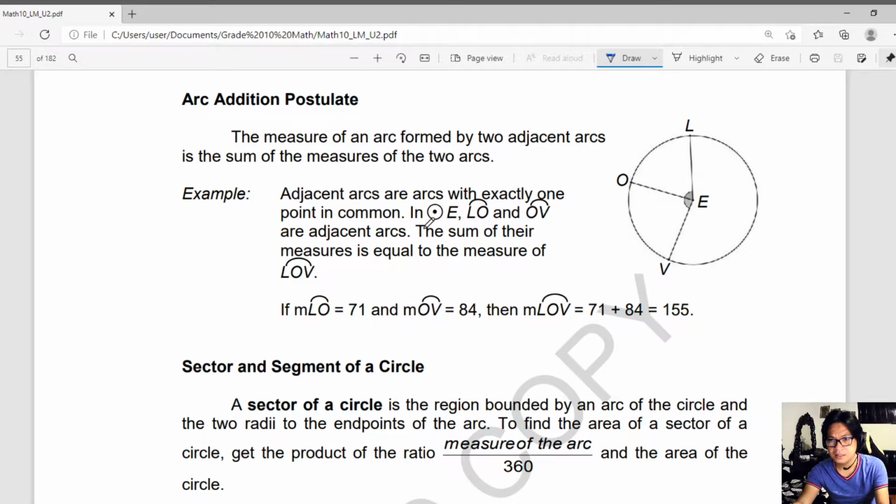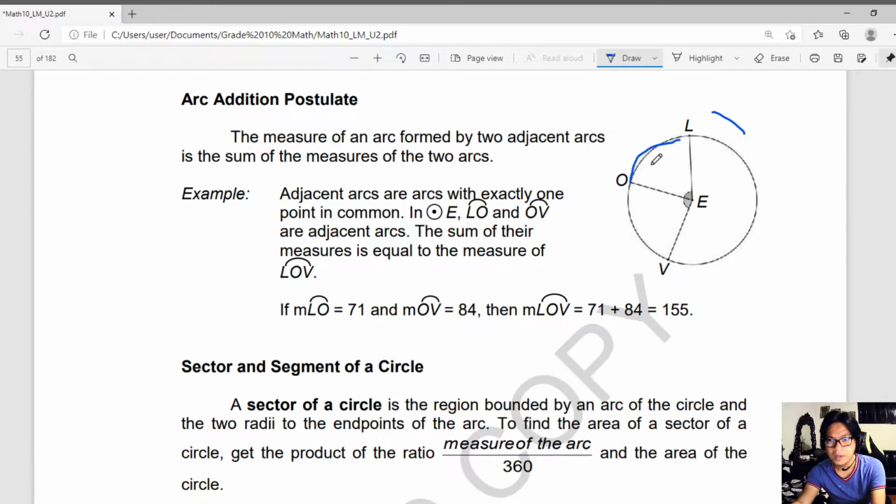In circle E, the arc LO and arc OV are adjacent arcs because they have a common point. Ito yung common point nila, diba? So the sum of their measures is actually equal to the measure of LOV. So yung measure nito plus the measure of this one is equal to the measure of LOV. Or simply we just add the measure of the two arcs.